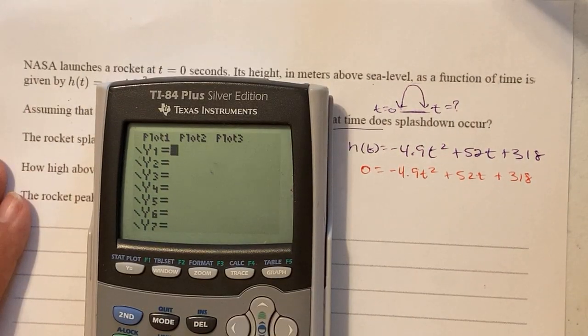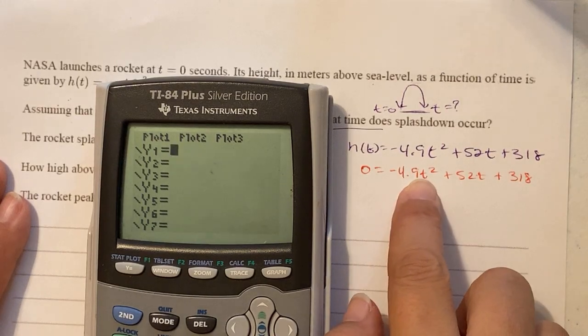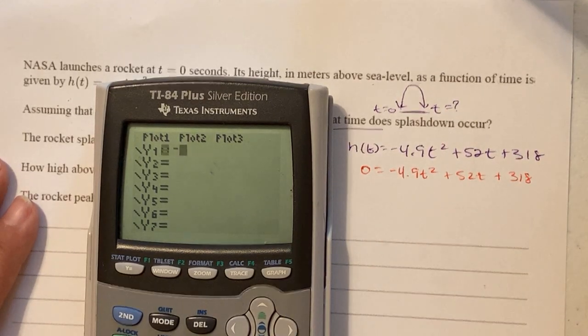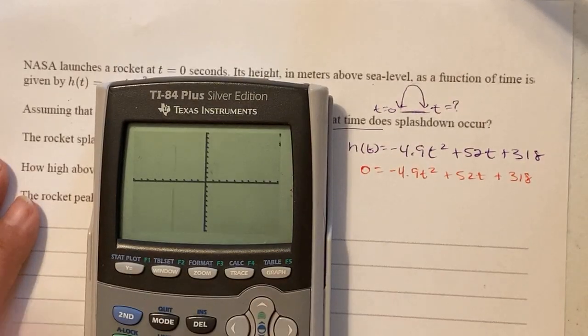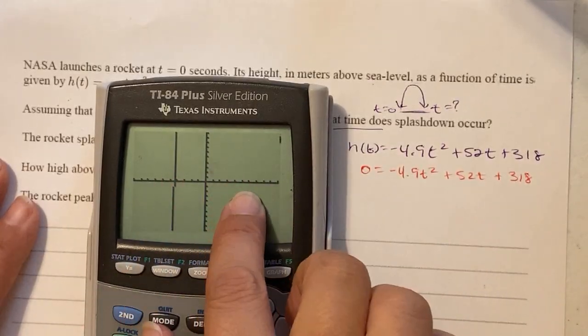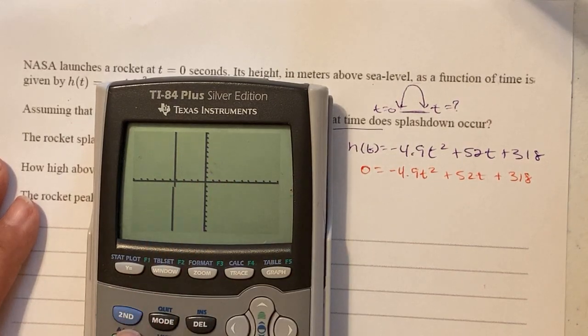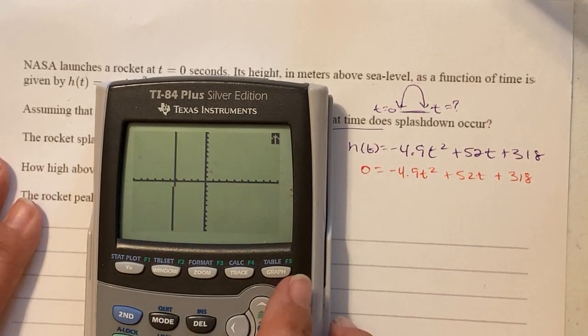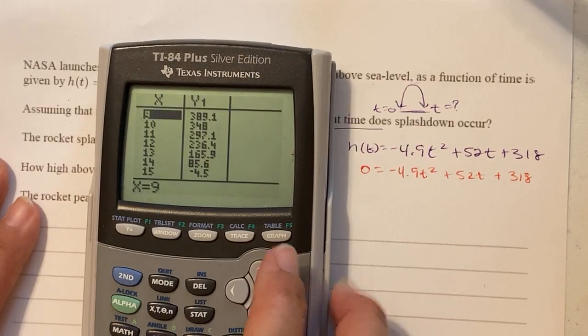Okay, so we're going to use the graphing calculator. We're going to plug in, instead of the t, the value of x. So we're going to do negative 4.9 x squared plus 52x plus 318. Hit graph, and yes, your graph is going to be very much not in the screen, but we're not looking at the graph. We want to go to the table. So you're going to go second and hit the word graph to give you your table values.